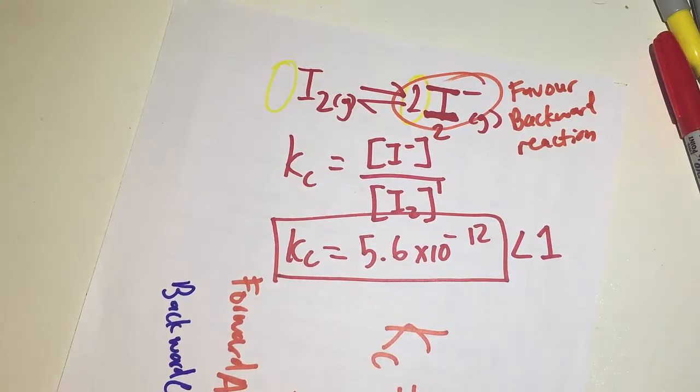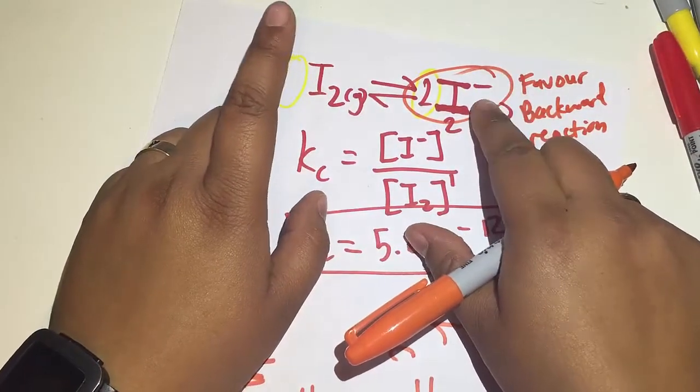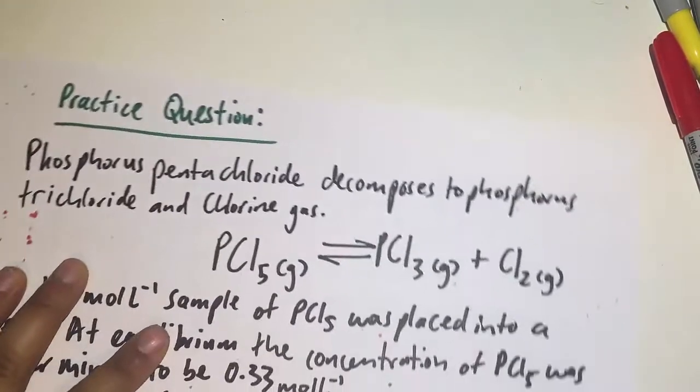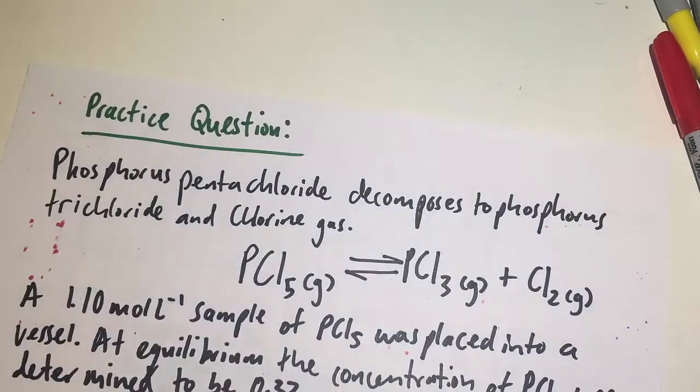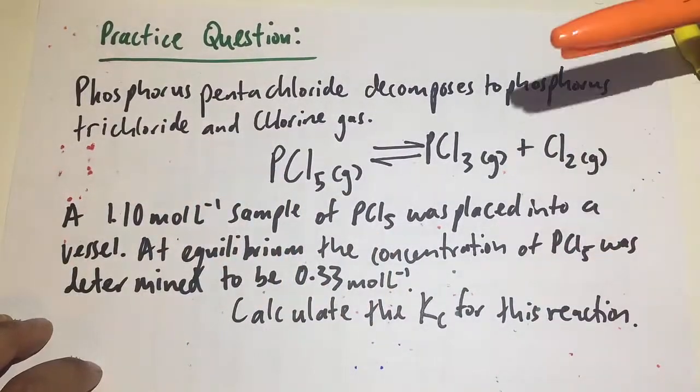And so that's what that number means, or that's how that number comes into it. So it tells us whether we're going to get more or less of our products, and therefore which reaction is being favoured. So let's look at another example question.